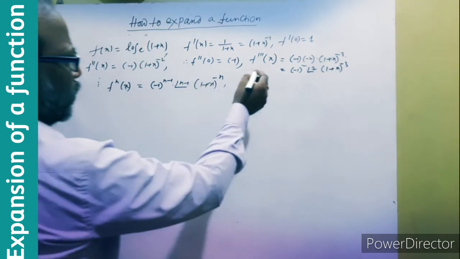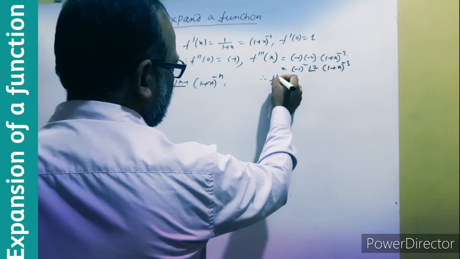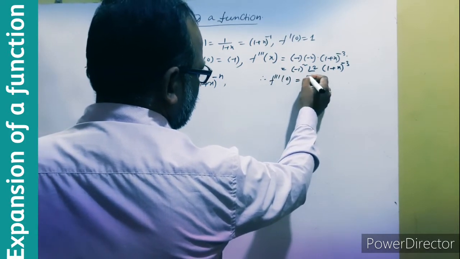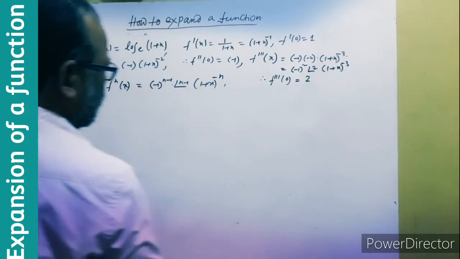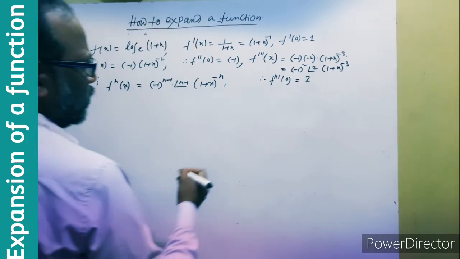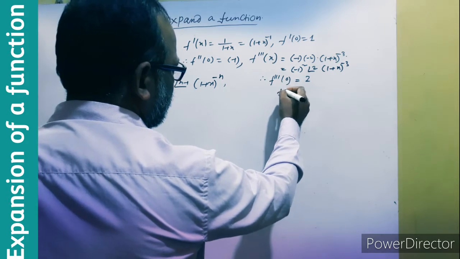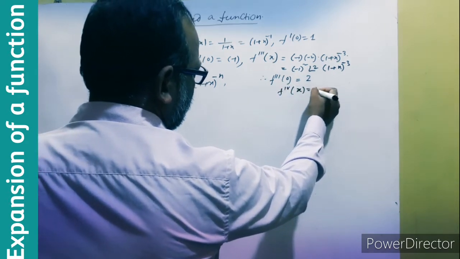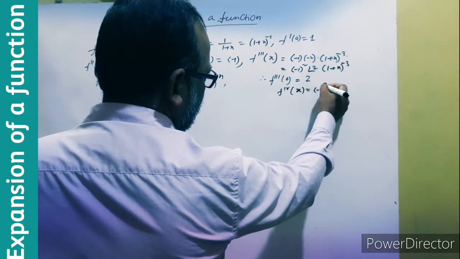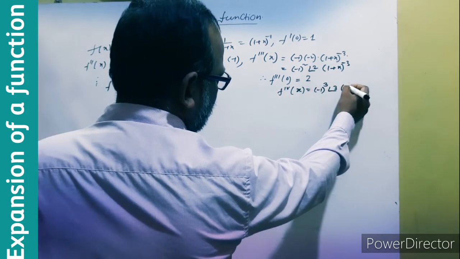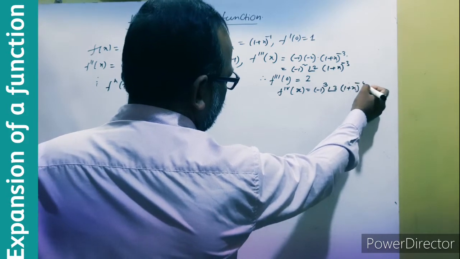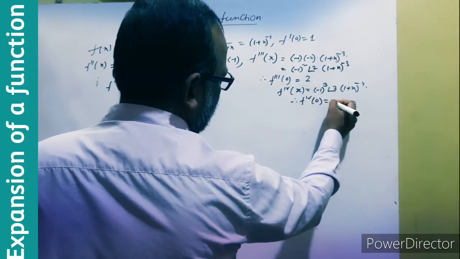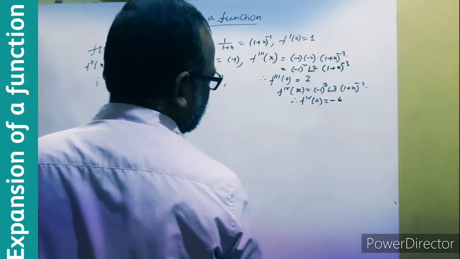So actually the third order differentiation value is actually 2. Okay, and now for the fourth order, see, minus 1 whole cube factorial 3 and 1 plus x whole to the power minus 4. Therefore at 0 here it is minus 6.